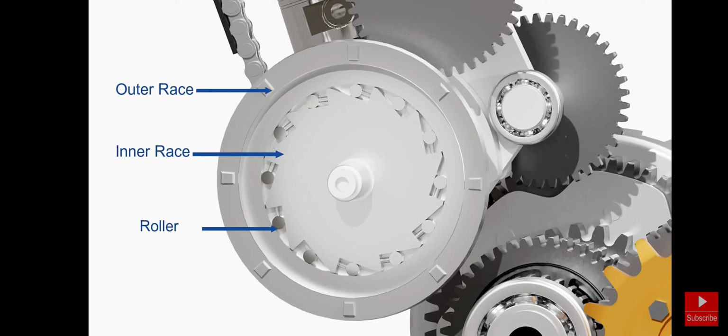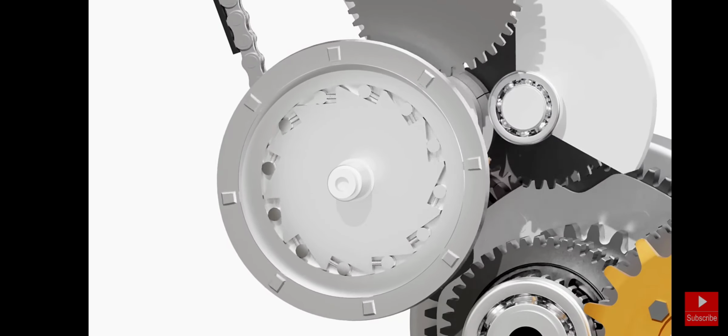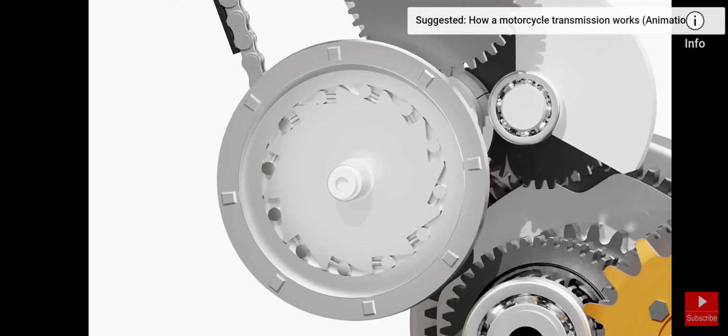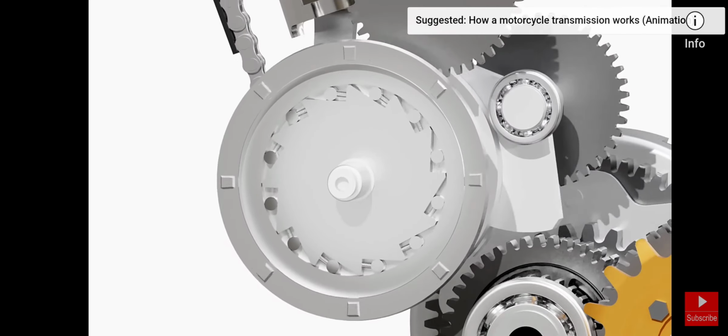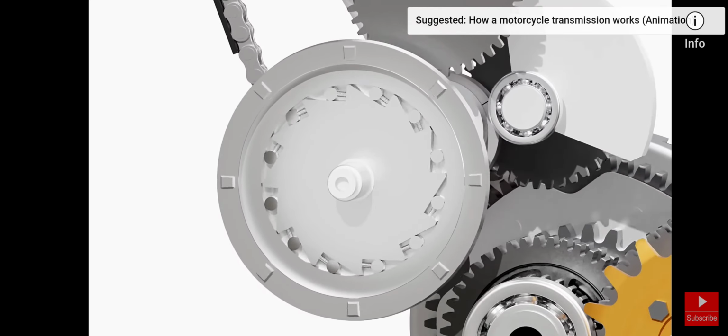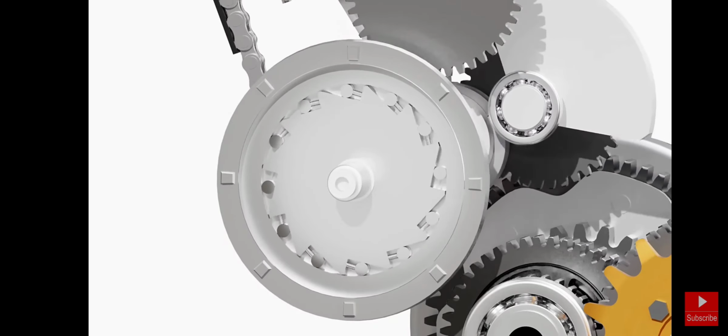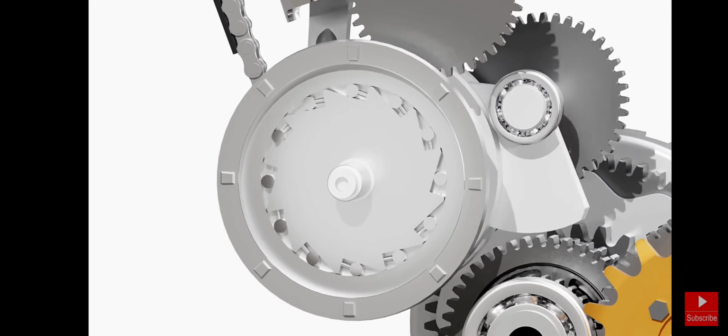As the starter motor spins the outer race in one direction, the rollers get trapped between the surfaces and the power is transferred to the inner race and thus to the crankshaft. Once the inner race starts spinning faster than the outer race, the rollers get released, causing the inner race to spin freely.